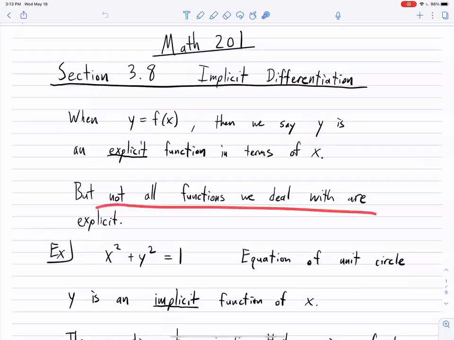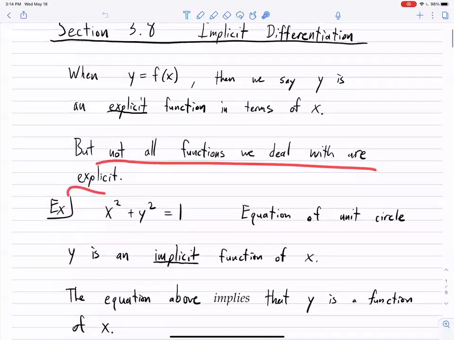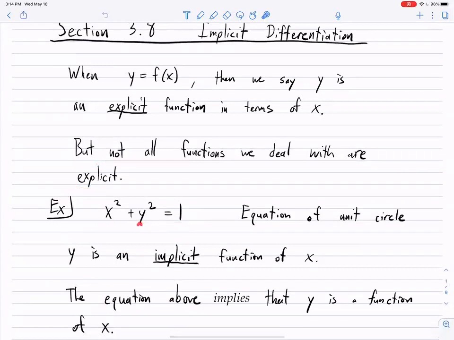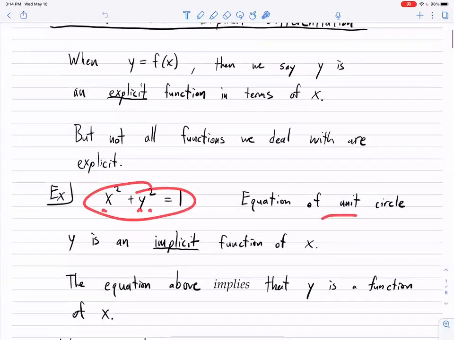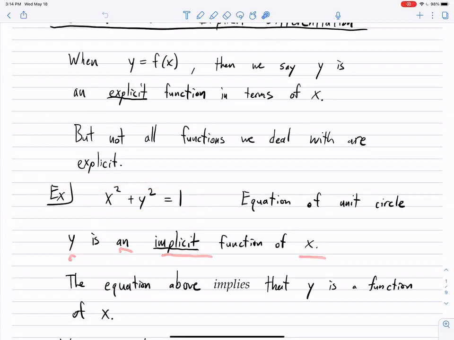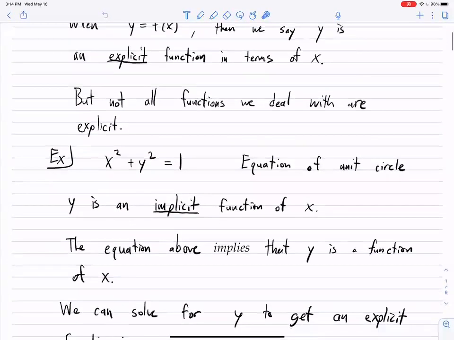But not all functions we deal with are explicit. So for instance, this is a function, right? You can plug in values of x and it'll give you values of y. And the points x and y that satisfy this equation are a unit circle, right? In this case, y is an implicit function of x because it's not explicit how you find y if I give you an x value. You have to solve for y, right? The equation above implies that y is a function of x. So the implicitness means that it implies it's a function.